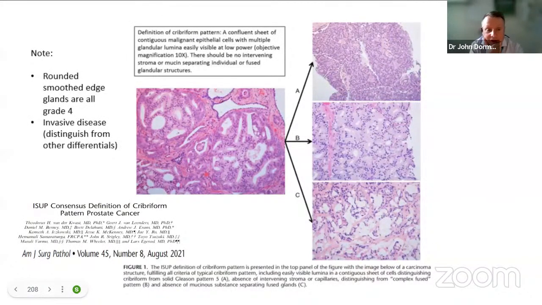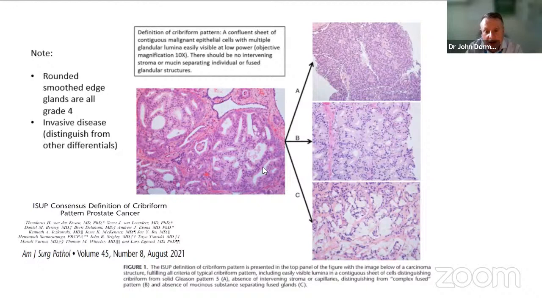cribriform pattern disease. As I mentioned, it's recommended to report cribriform disease separately from the Gleason pattern, as it has adverse prognostic influence independently of the Gleason grading otherwise. That's the ISUP definition, really, of a confluent sheet of contiguous malignant cells with multiple glandular lumina, easily seen at low power, and makes the point of there not being any stroma, mucin, or capillaries between the glands. So that central image is their archetypal cribriform pattern disease.